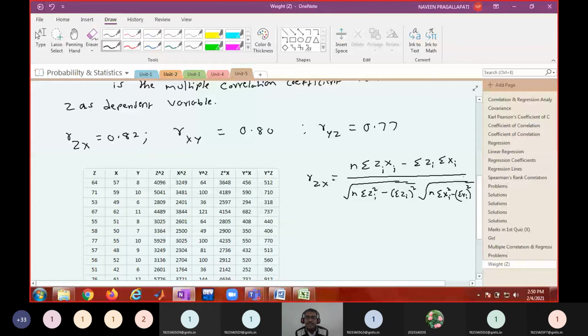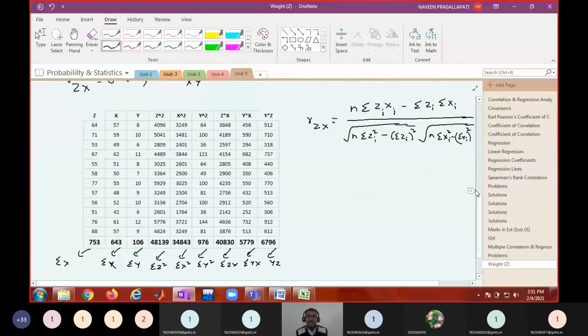And what is n here? N equals 12 in our case, the number of students. In a similar manner, now in this formula, you just have to compute sigma zxi. Sigma zxi is here. Okay. So copy these values. Sigma zxi, sigma zi is here. Where is sigma zi? This is sigma zi. Sorry.